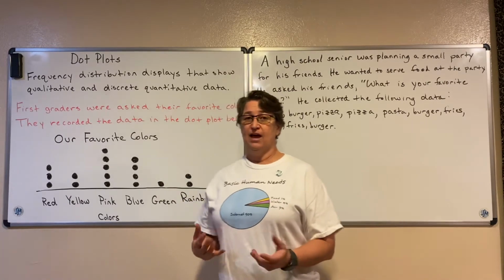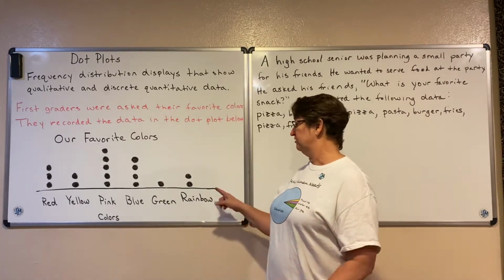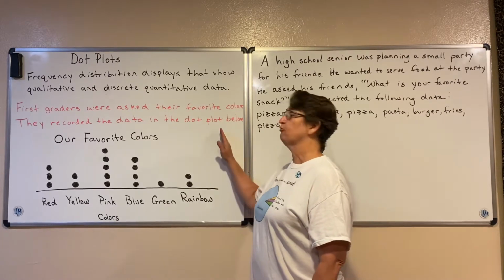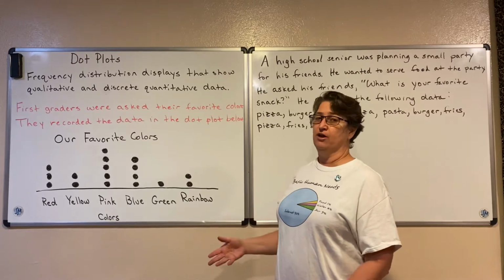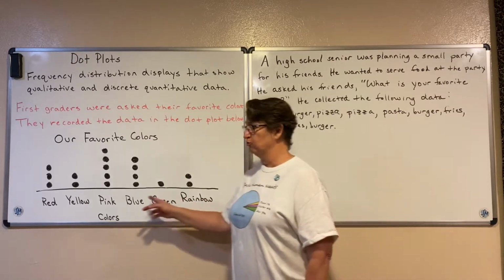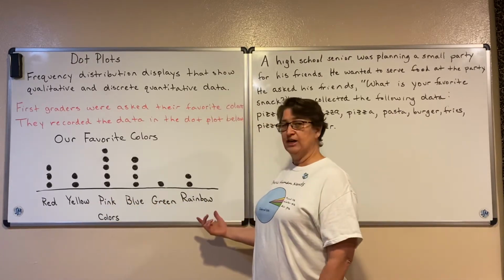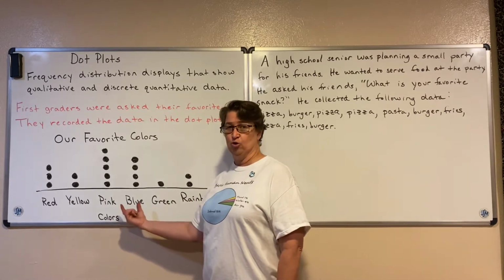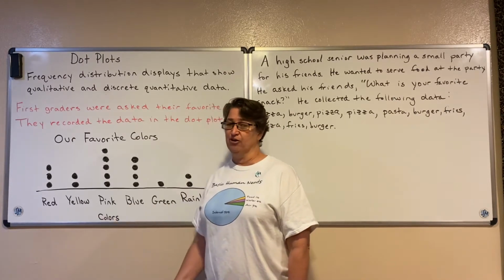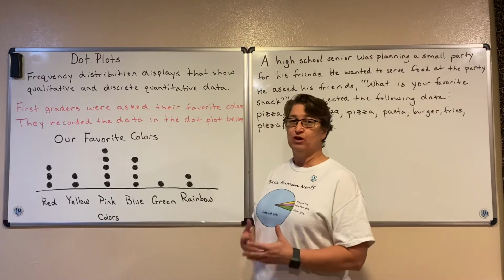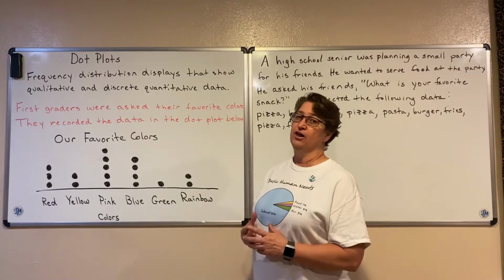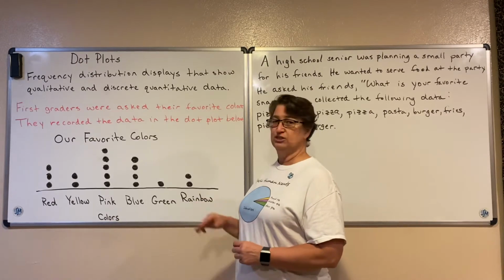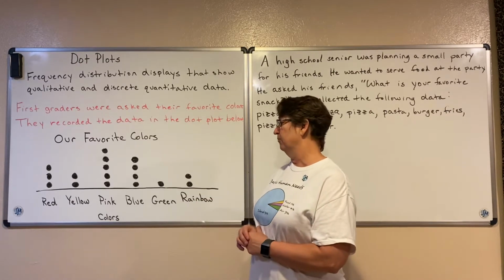So dot plots have some certain characteristics. For instance, they'll have a horizontal line, but notice there's no frequency bar on the dot plot. It just has a horizontal line, and on that horizontal line we have the categories that are represented by our data. And then we literally have dots on the graphic to show the different data that is there.